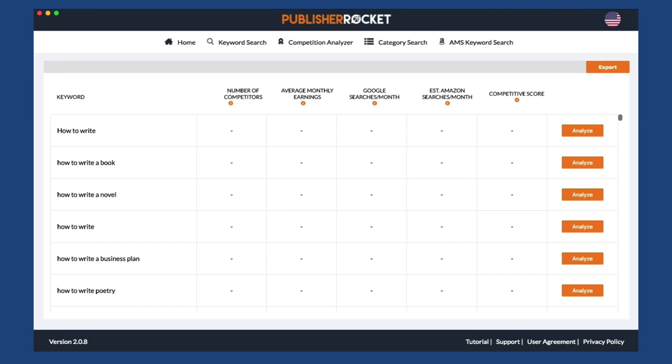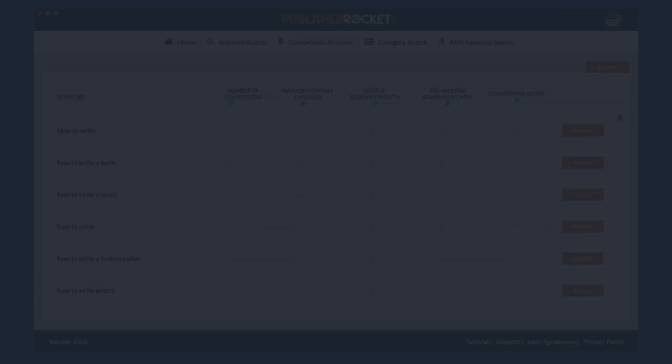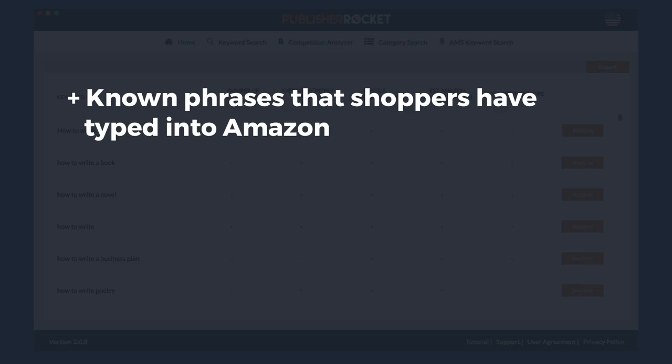Publisher Rocket will now get to work finding book idea suggestions and keywords based on what you typed in and selected, and list them all below. The keywords presented are based on known phrases that shoppers have typed into Amazon while looking for their next purchase, as well as Google search terms.